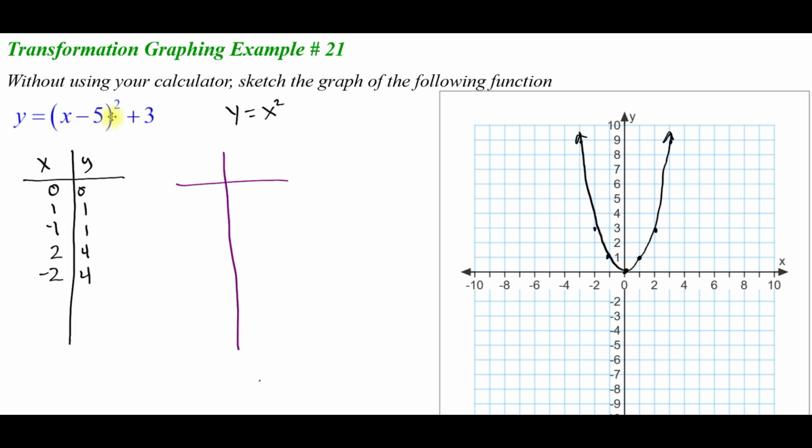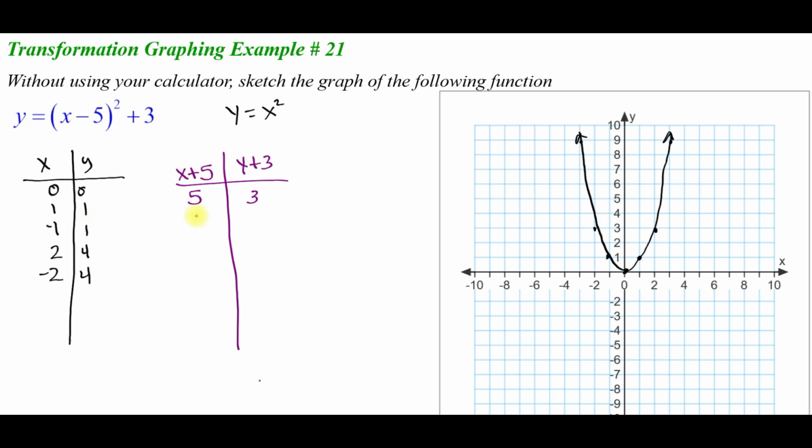So this (x - 5) quantity squared, this is my horizontal change, so that's really going to become x + 5. And then the +3 outside is my vertical shift, so that's going to be y + 3. This tells me what I need to do to each of my x and y coordinates. So to each of my x coordinates, I'm going to add 5. Then to my y coordinates, I'm going to add 3. So this is going to give me (5, 3).